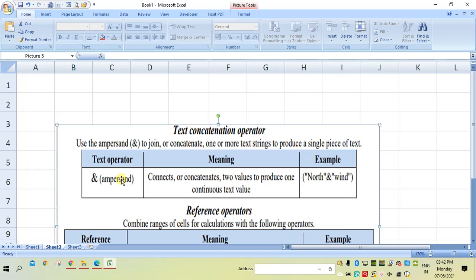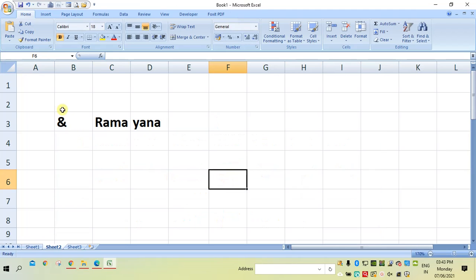So here it is a concatenation symbol. That symbol is called ampersand, but its operation is concatenation. Concatenation is nothing but joining two texts to form one single text. For example, Rama is in one cell and Yana is in another cell. So now let me make one word using Rama and Yana.